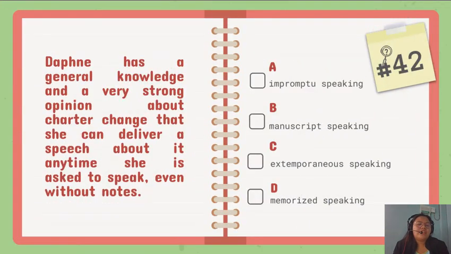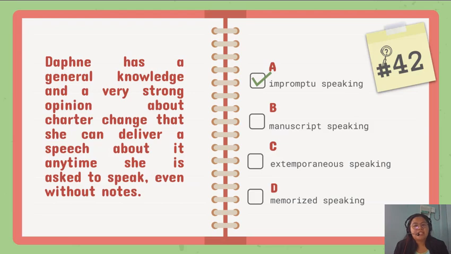Number 42. Daphne has a general knowledge and a very strong opinion about charter change that she can deliver a speech about it anytime she is asked to speak, even without notes. So, what is Daphne employing as a method of speech? A. Impromptu speaking, B. Manuscript speaking, C. Extemporaneous speaking, or D. Memorized speaking.